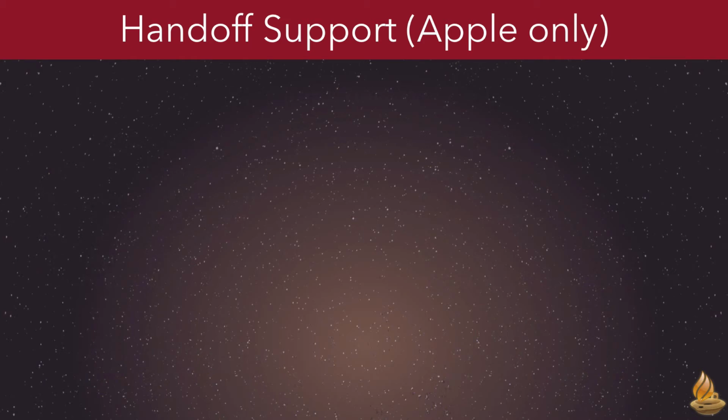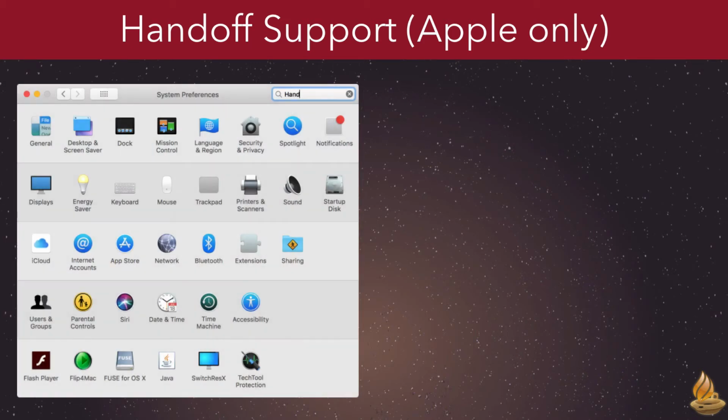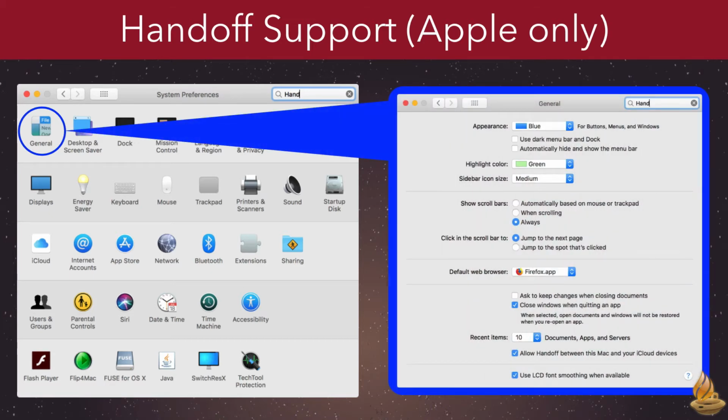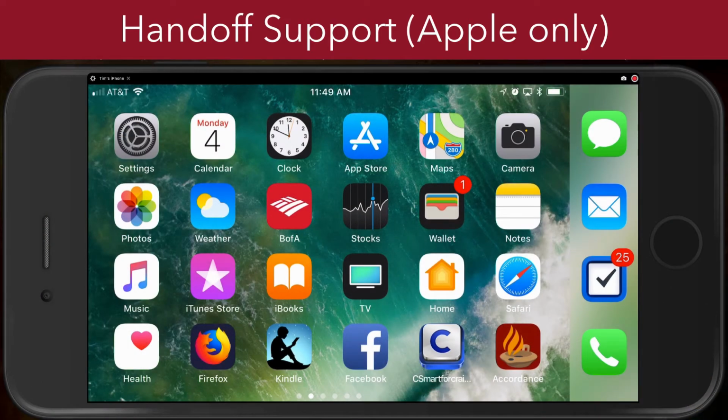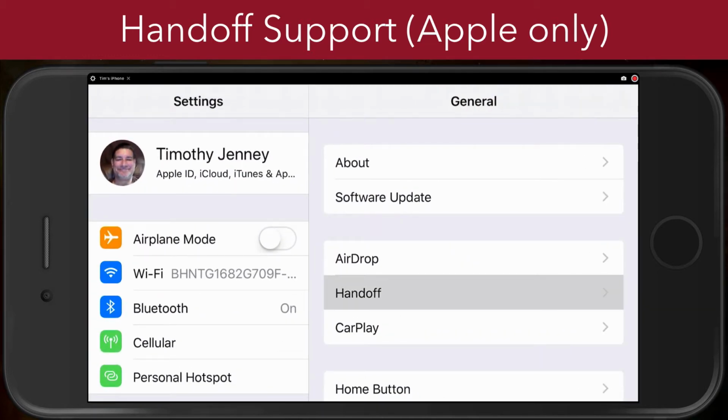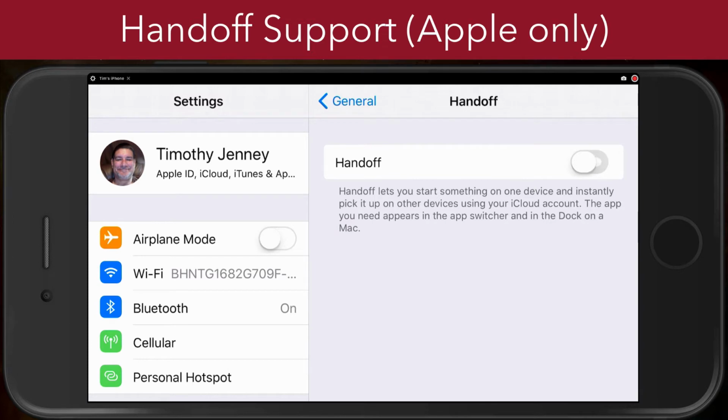Here's how to set up Handoff. Open your Mac System Preferences and click on General. Then check Allow Handoff between this Mac and your iCloud devices. Remember, our devices must be linked to the same iCloud account for Handoff to work. On the iPhone or iPad, go to Settings, select General, then Handoff, and just turn the switch on. There, now you're set.